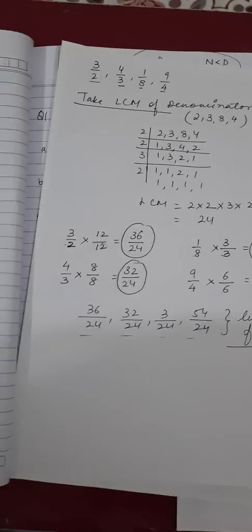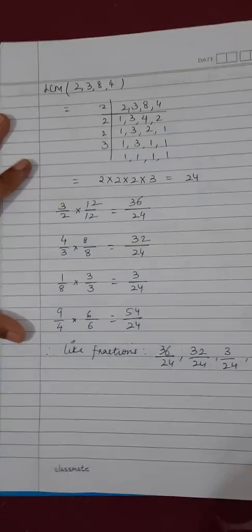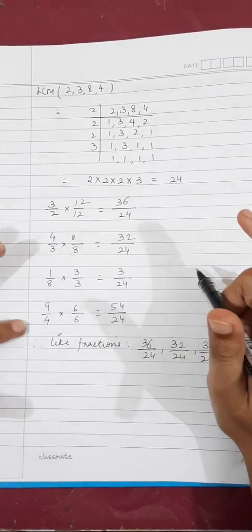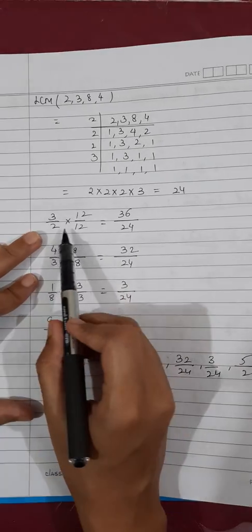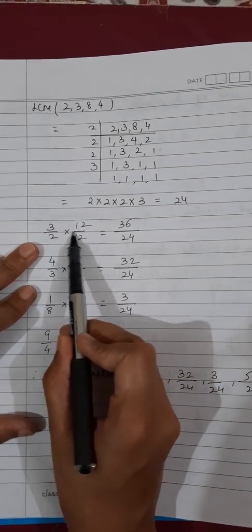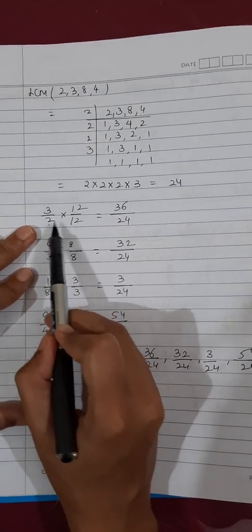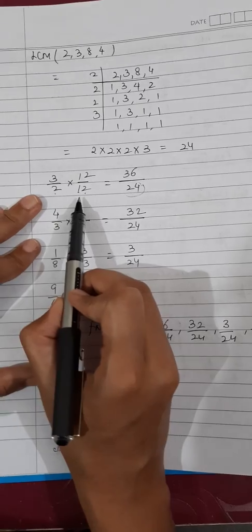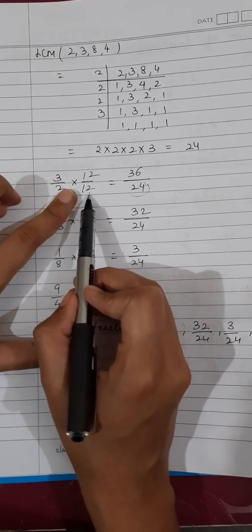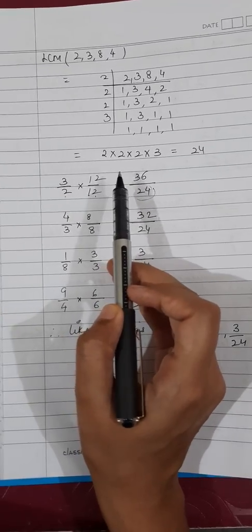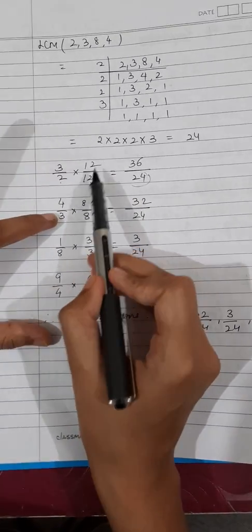Now you can see the solution here, how I have done it. Firstly, I have taken the LCM, then I have written all the fractions separately. I have to make the denominators 24, so I had to multiply with a certain number. 2, if I multiply by 12, I am going to get 24. And if I am multiplying a number in the denominator, I am going to multiply the same number in the numerator. You must know the equivalent fraction concept. That's what we have done here.